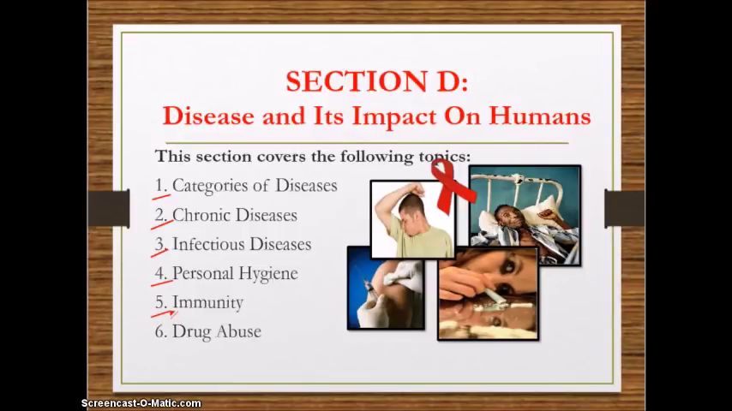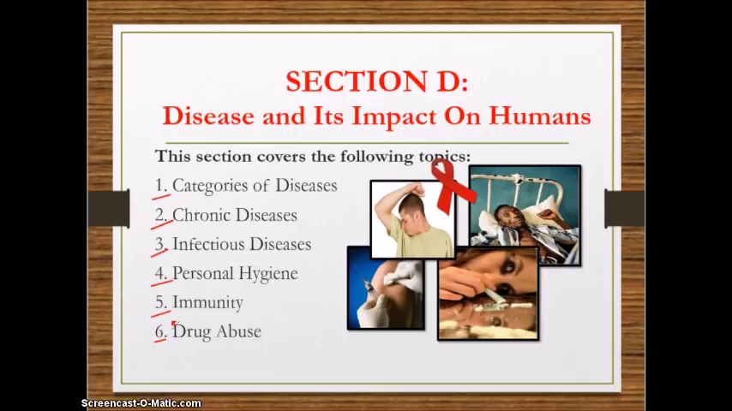Then for the fifth topic, immunity. So this would cover the immune system and the different types of immunity. So you have natural immunity versus artificial immunity. Then you have actively acquired immunity and passively acquired immunity. So you should know the four different types of immunity. And finally, drug abuse, so the effect of drugs on the individual.